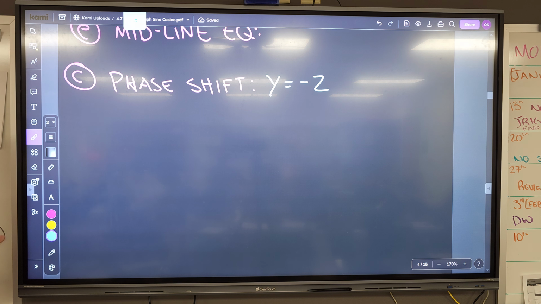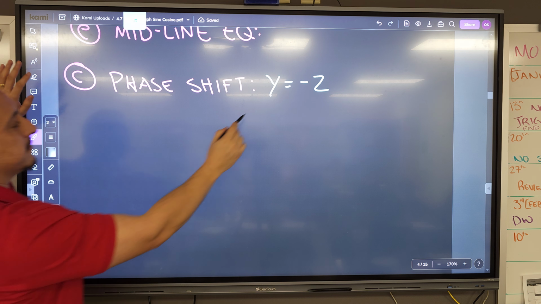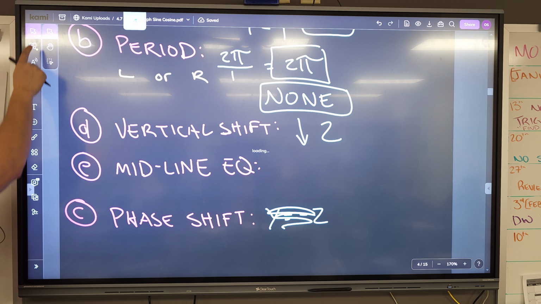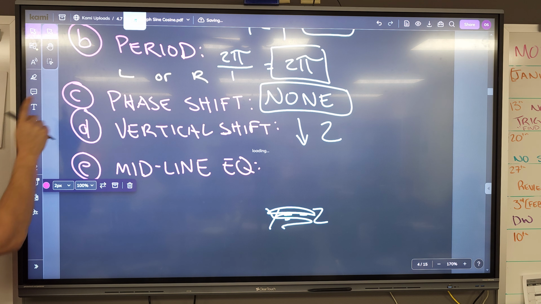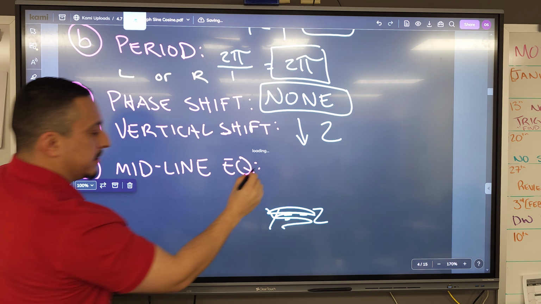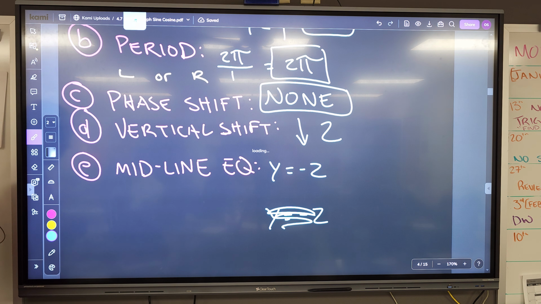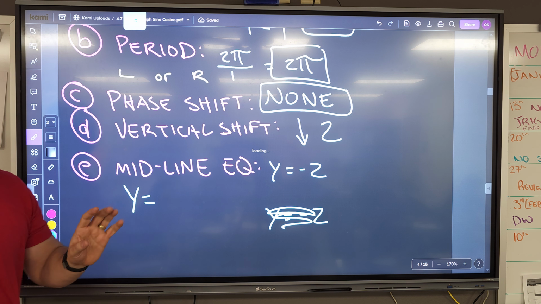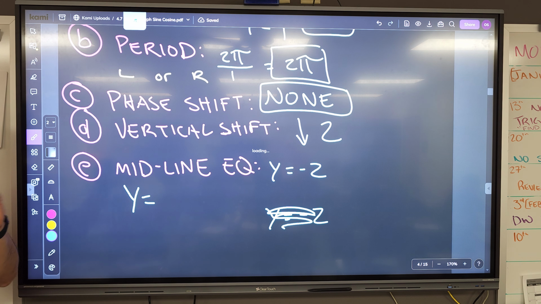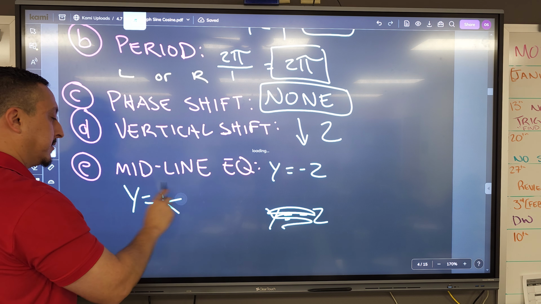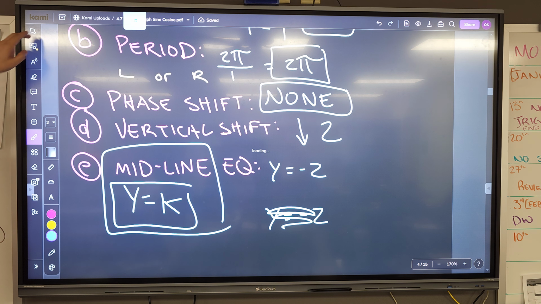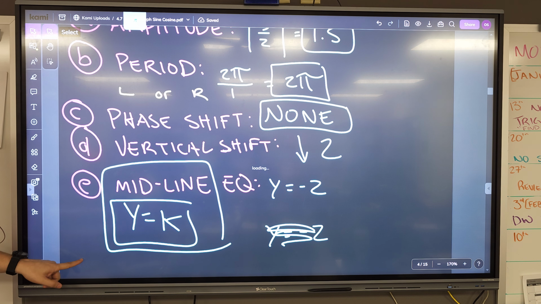Okay, so here's the last piece of new information. Not the phase shift. What happened to my answers? Oh, midline equation. I think I dragged C. Yeah, there it goes. Okay, midline equation is y equals -2. So the midline equation will always be y equals the D value, because if you move it up, it's up. If you move it down, it's down. All right. Questions so far, guys?